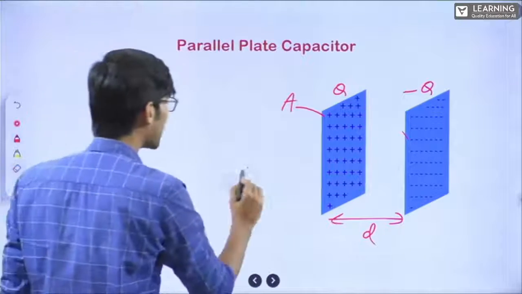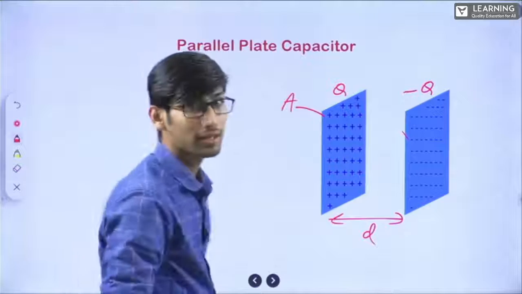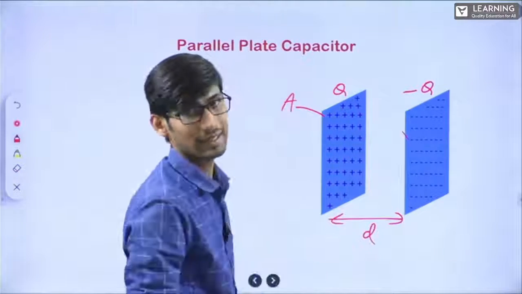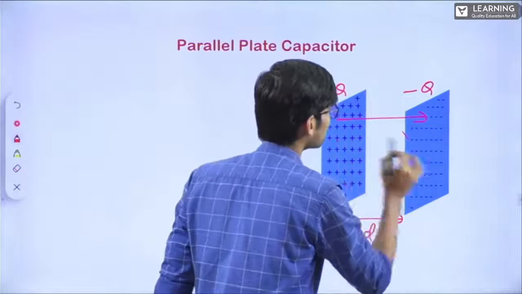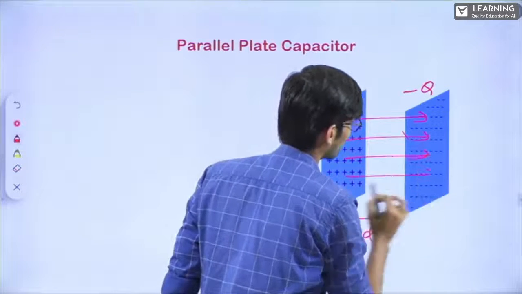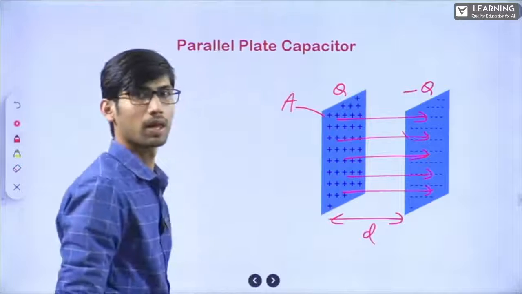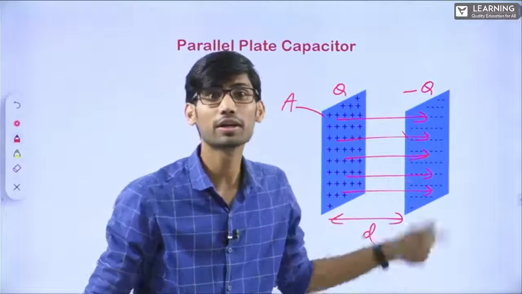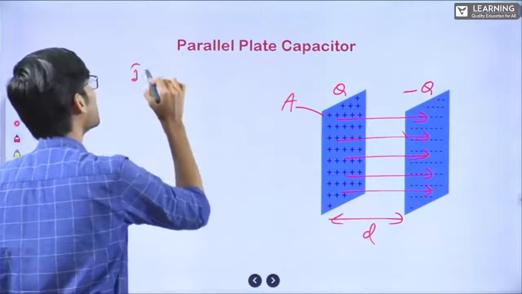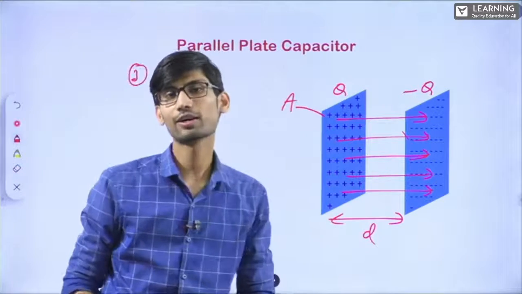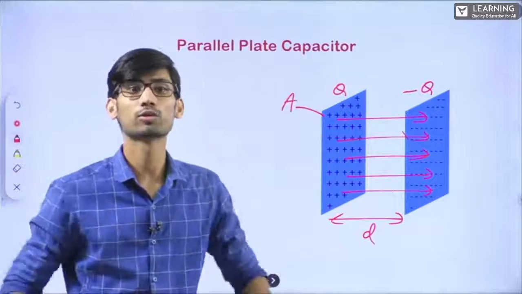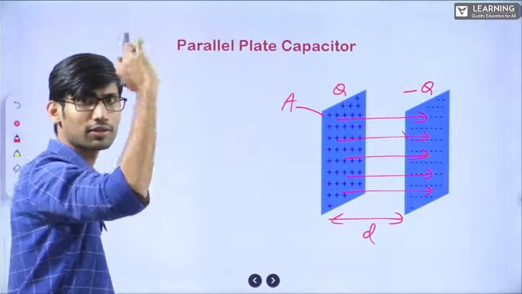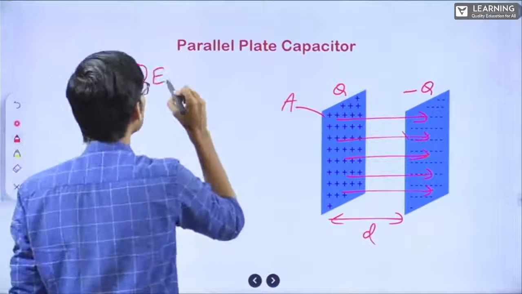Now, how is it better than the spherical capacitors? Just understand. This is plus, this is minus. If I make electric field lines, they will be like this. Electric field lines are bounded. The energy is bounded here. The very first benefit: why didn't we use the spherical capacitor? Because the energy was not bounded. It was scattered. It went till infinity. The electric field lines were there till infinity. So now here, energy is bounded.